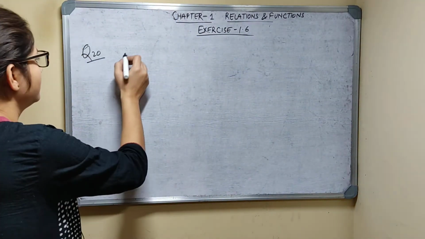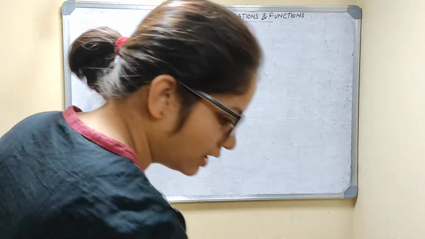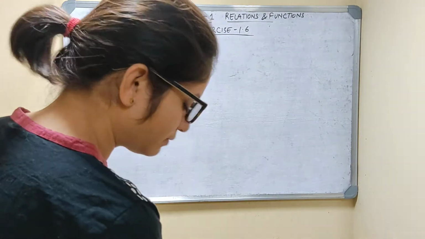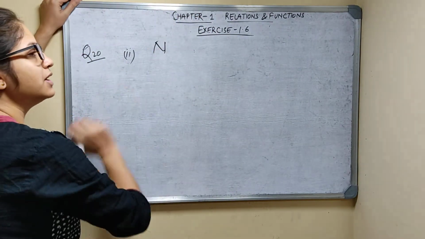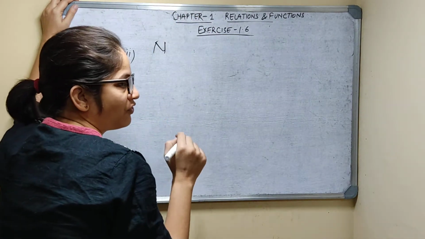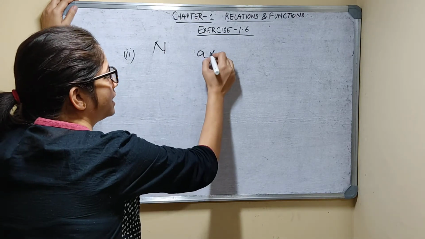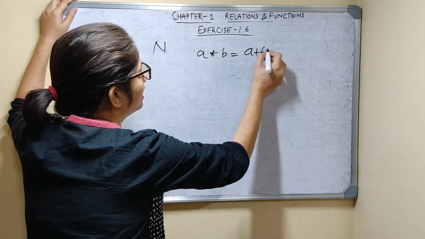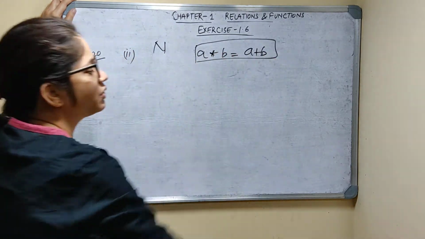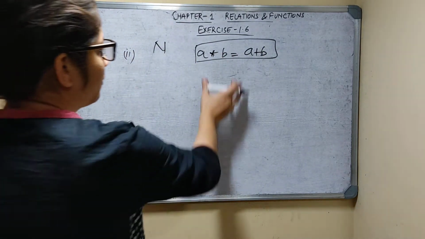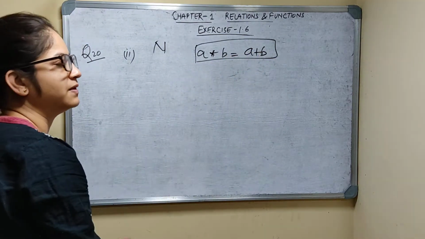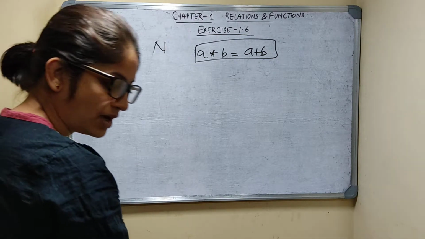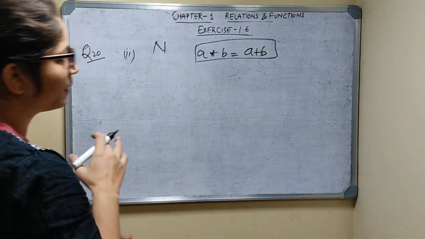Second part you can see. It is given that strict is a commutative binary operation on N, natural numbers only. Commutative binary operation means, let's say, I am taking A strict B is equal to A plus B. This is randomly taken. Any function is given. A strict B is equal to A plus B. This is the relation, and this is a binary operation.